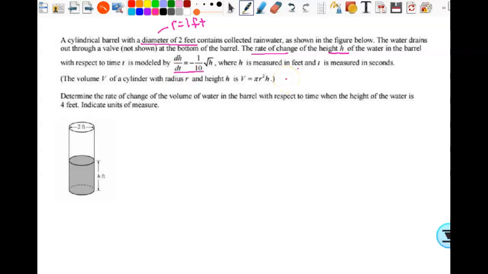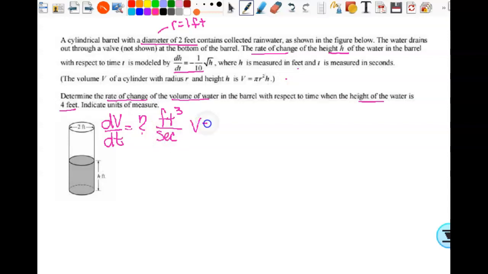That's really nice. Now we want to determine the rate of change of the volume of the water with respect to time when the height is 4 feet. So what I'm looking for, that's the first thing I always write down: I'm looking for dV/dt. I don't know what it is, that's what I'm looking for. I put my units on here: units for volume, feet cubed per second.